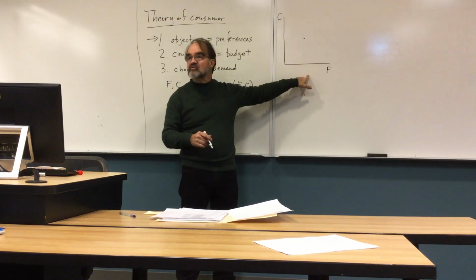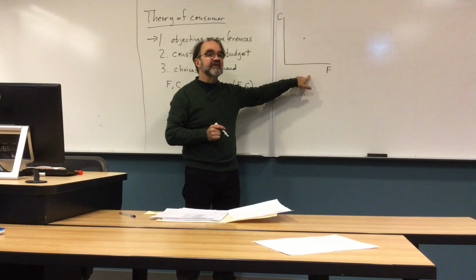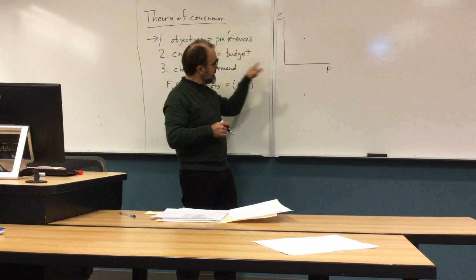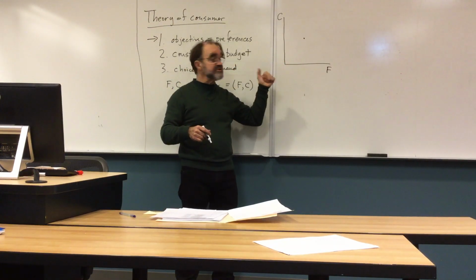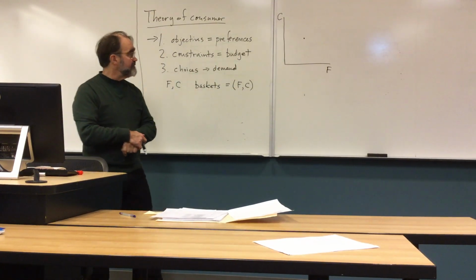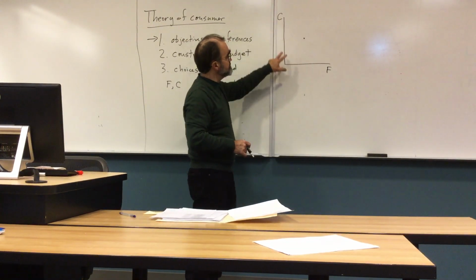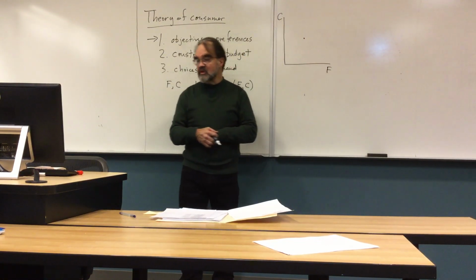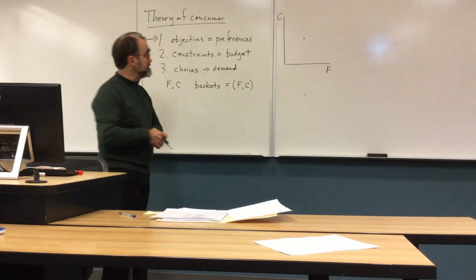If we talked about the lower right quadrant, that would imply negative clothing, which we don't consume. And if we talk about to the left of the origin, it would imply negative food. So we also don't have anyone consuming negative food. So what's relevant is this upper right quadrant, and we have different baskets in that quadrant.